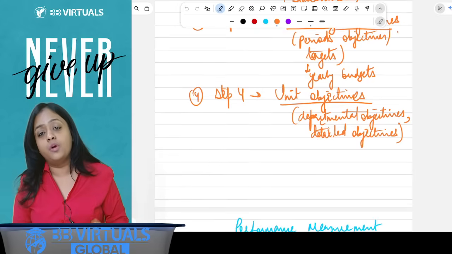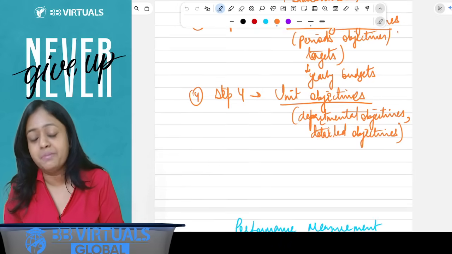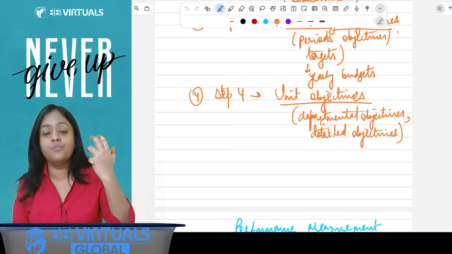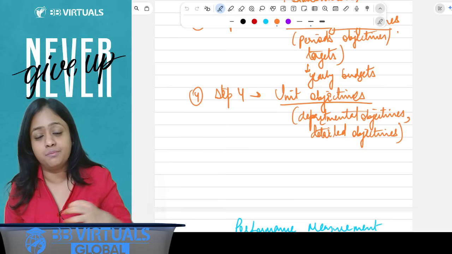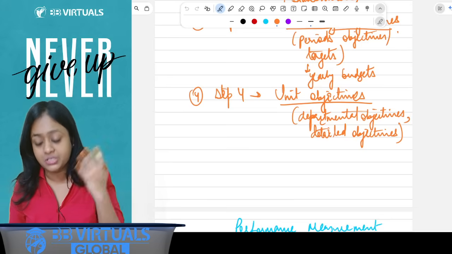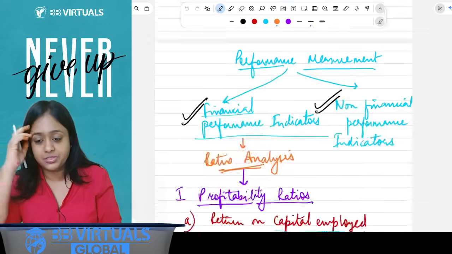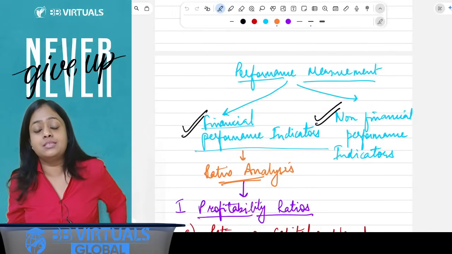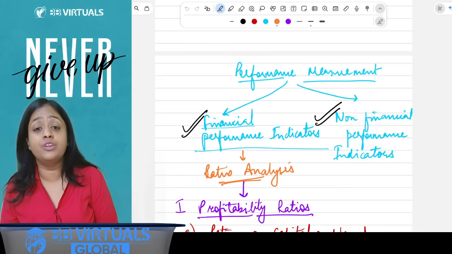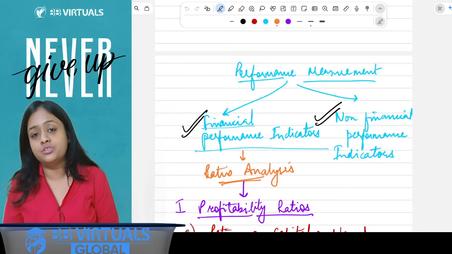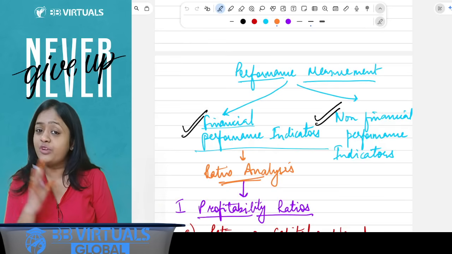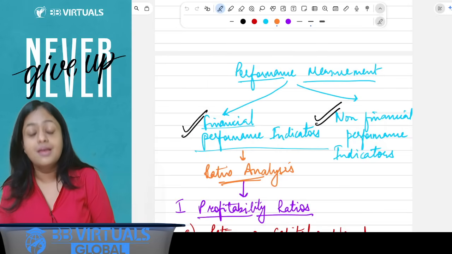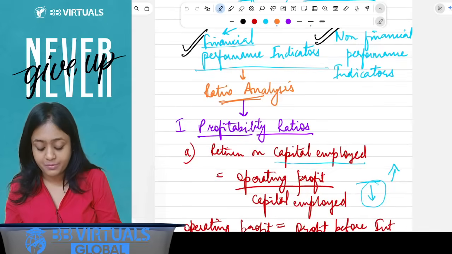Then we make unit objectives. Unit objectives are nothing but when you further go down from the annual budgets and you have these departmental budgets, quarterly budgets, weekly budgets like that. So more detailed budgets. Okay, now here understand that performance measurement discusses that we are not just going to measure the financial performance, we are also going to measure the non-financial performance. So we have financial performance indicators as well as non-financial performance indicators. Let's go first for the financial performance indicators.